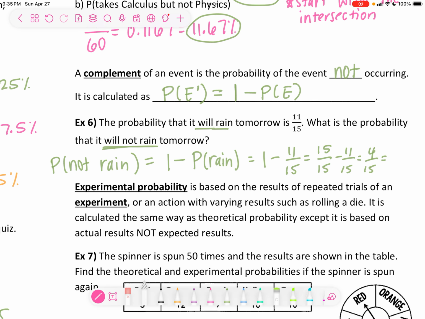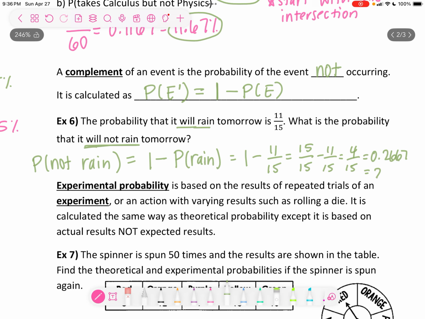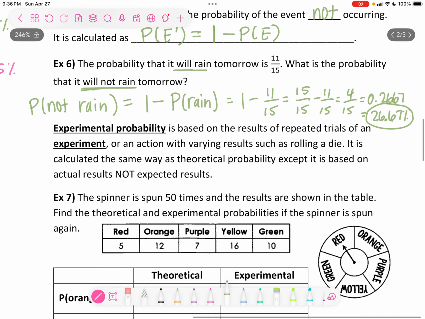So I'll divide it instead. And what I got was 0.2667, which is about equal to 26.67%. That is the likelihood that it will not rain tomorrow, given that the probability that it would rain is 11 out of 15. Okay.